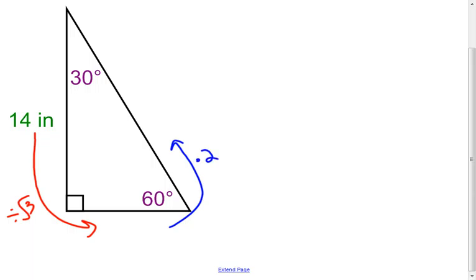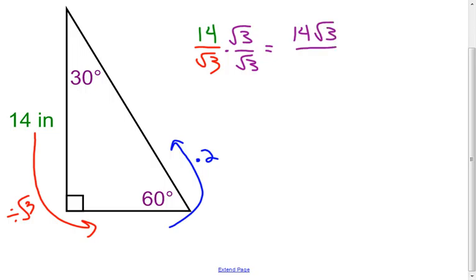I'm going to start off by dividing by root 3. So I'm going to take 14 and divide it by root 3. And again, there's that radical in the denominator, so I have to take care of that. So I'm going to multiply by root 3 over root 3, my form of 1. Not going to change the value, just the way it looks. And I end up with 14 root 3 over 3. Now that can't be simplified, so the length of my short leg is 14 times the square root of 3 divided by 3.